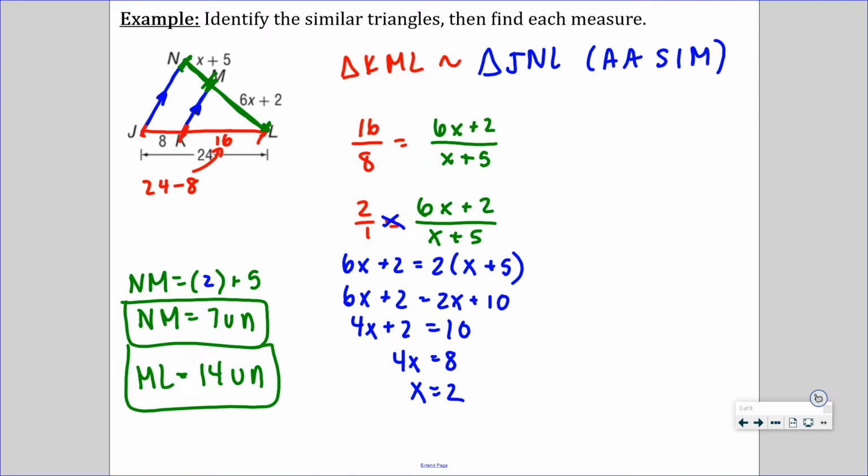Ooh, the next thing's exciting. I almost forgot. Do you guys remember, flashback to chapter 2? Do you remember what a converse of a theorem is? Opposite. What do you mean by opposite? Reverse. Okay, keep going. You're right.